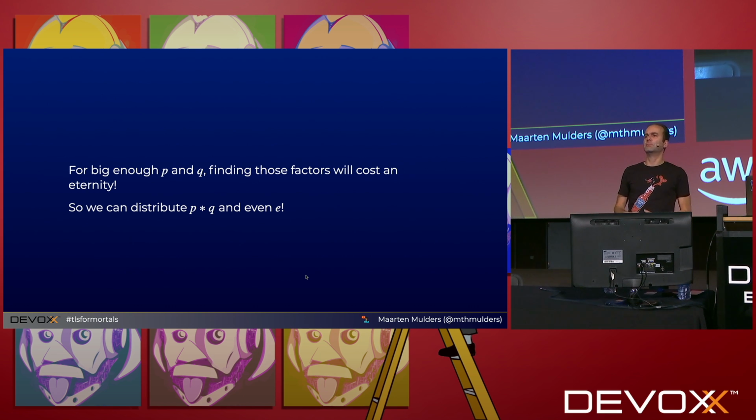We can actually distribute the random number. As long as we keep P and Q for ourselves, the product of them, P multiplied with Q, is open for anybody to know. This is the public key. The individual values for P and Q are my private key, and I'm not distributing those.